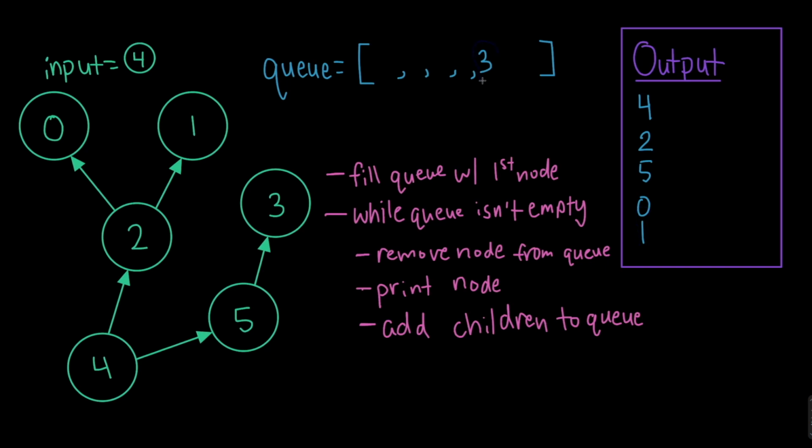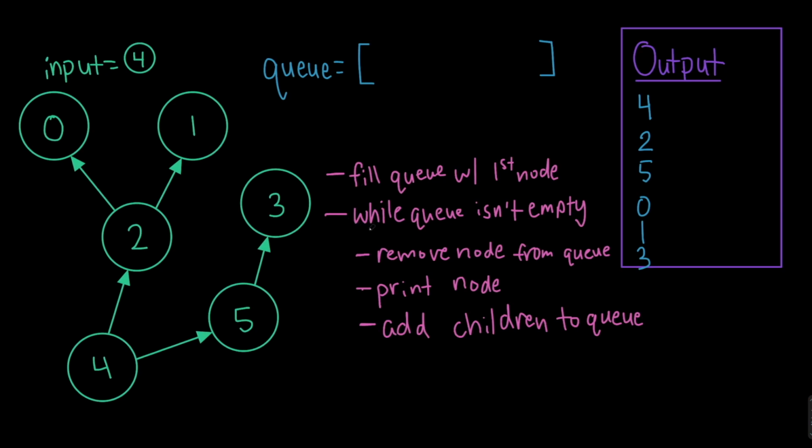Now here, we're going to say, all right, grab the 3 node, pull it out of the queue. Print the 3 node. A little bit running out of space here, but it's okay. I can go out of bounds a little bit. We print that node, and we add its children to the queue. Well, 3 doesn't have any children, so we can go ahead and erase these commas. We realize that we've finished this iteration.